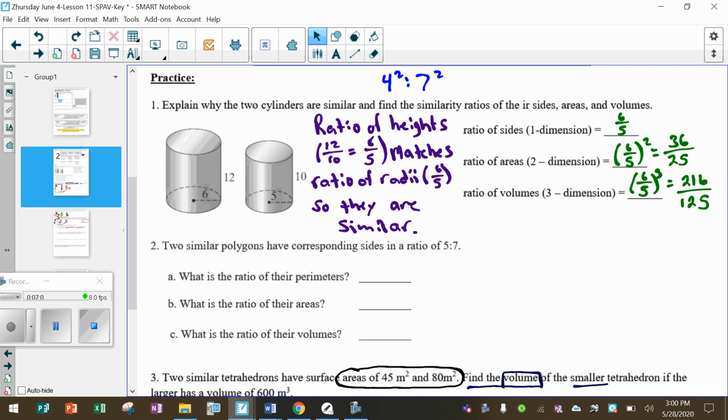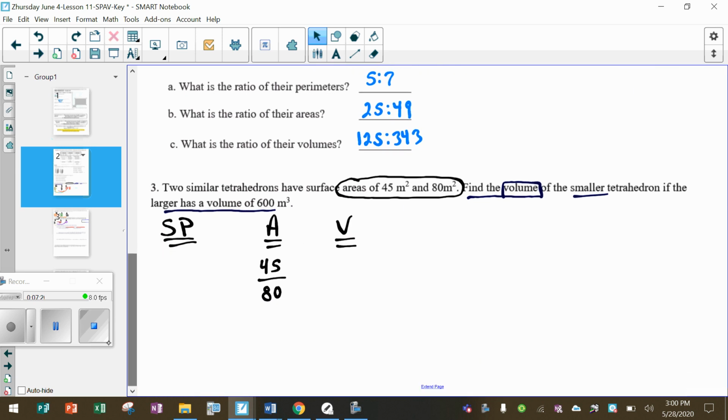So hopefully you got 5 to 7 for the one-dimensional or the perimeter ratio, 25 to 49 for the two-dimensional or area ratio, and then 125 to 343 for the three-dimensional or volume ratio. Now I want to show you where the SPAV comes into play. The whole idea behind SPAV is a way to organize the material that I basically just talked about in a table. So this question gives us two similar tetrahedrons, which is a triangular pyramid.